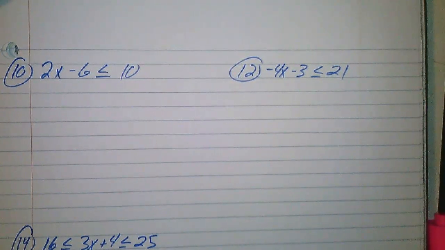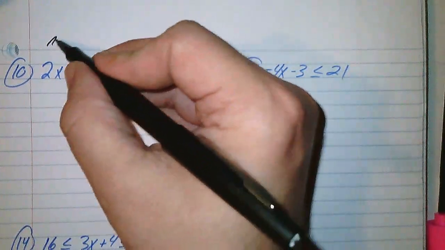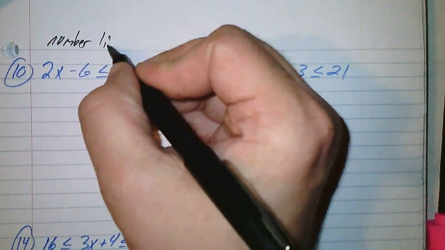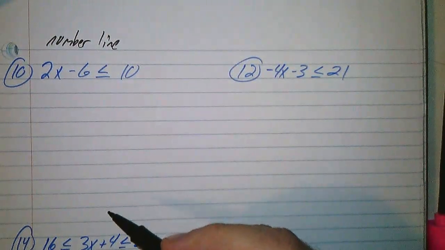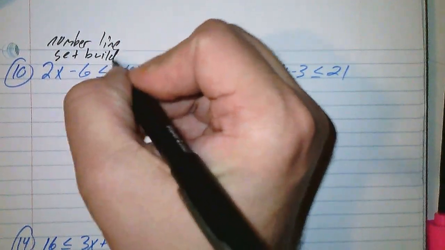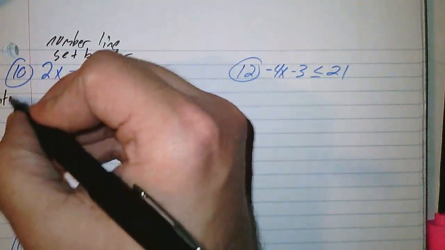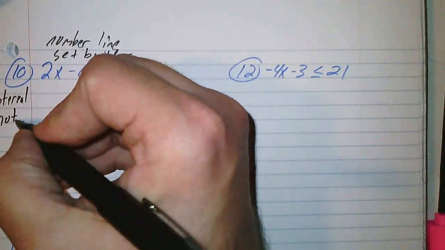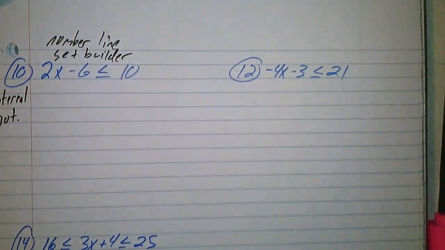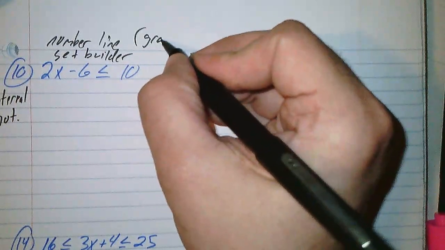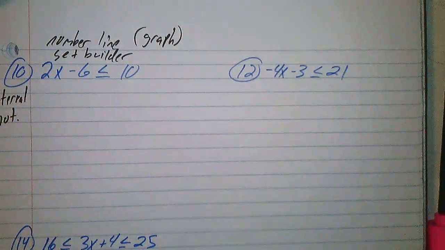So when we have one symbol, you might be asked to put this on a number line. You might be asked to use set builder notation. You'll definitely be asked to put your answer in interval notation. Oh, and on the test, it might just tell you to graph, but that's what it means. Put it on a number line.